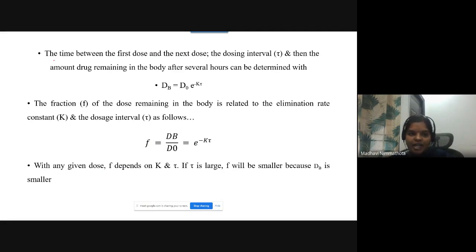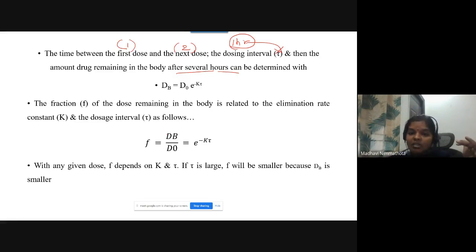Next point, the time between the first dose and the next dose. For example, we will take number 1 and number 2, the first dose and the second dose. The dosing interval, that is 2 minus 1, is 1 hour. And then the amount of the drug remaining in the body after several hours. Here we are taking only the first dose and the next dose. Next dose means it may be second, third, fourth, etc.